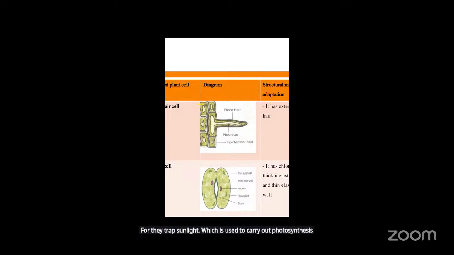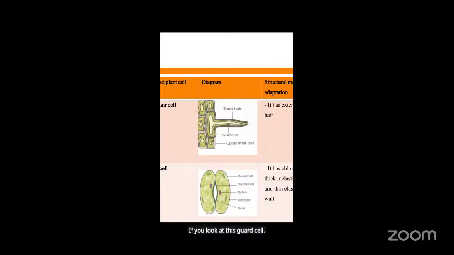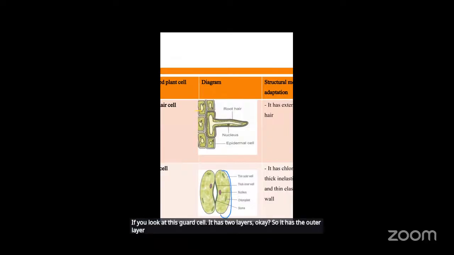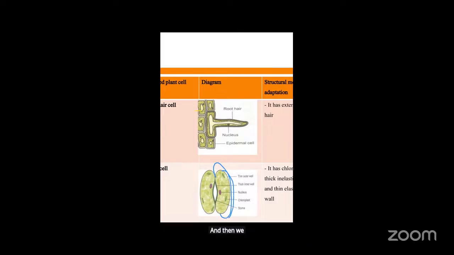Okay. Another adaptation of the guard cell is that if you look at this guard cell, it has two layers, okay? So it has the outer layer, this one. Can you see it from that point all the way? And then we have the inner layer. And if you look at the two layers, this layer here outside is drawn with one line, but this one inside has two lines in it. What does that mean? It means the inner one is thicker compared to the outer one.